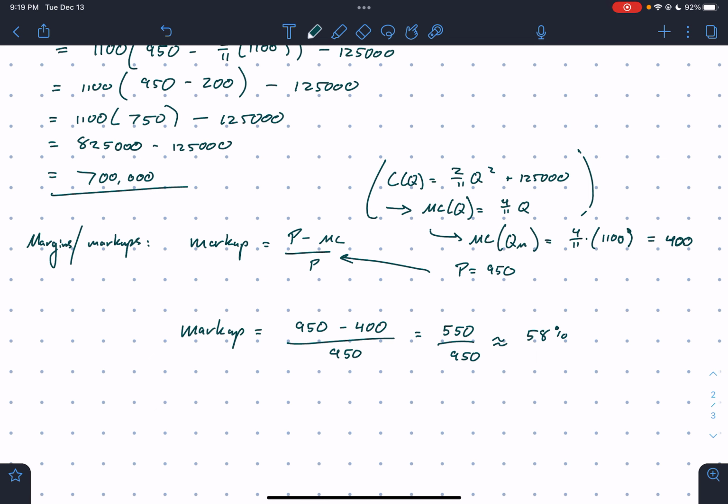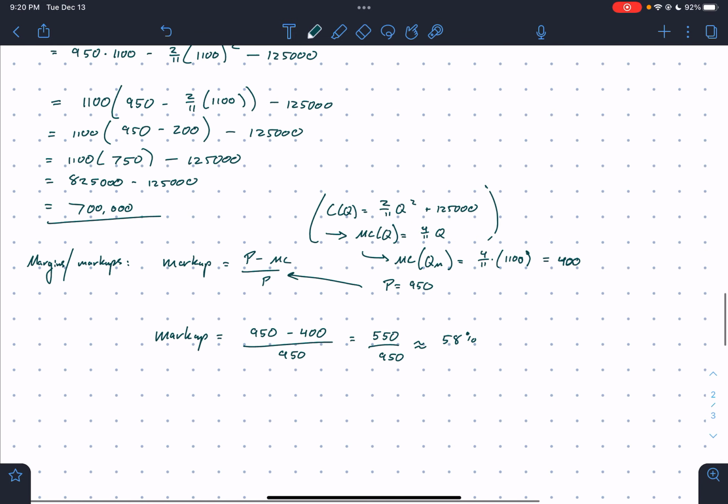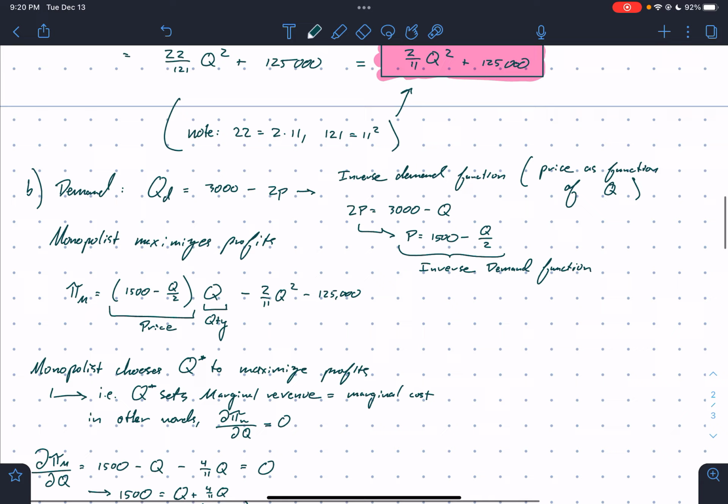Like they're charging 58%. 58% of the cost of the product is just going directly to the monopolist. 42% of it is going to pay costs, but the rest of it is just pure profit. So that's how you compute markups or margins.